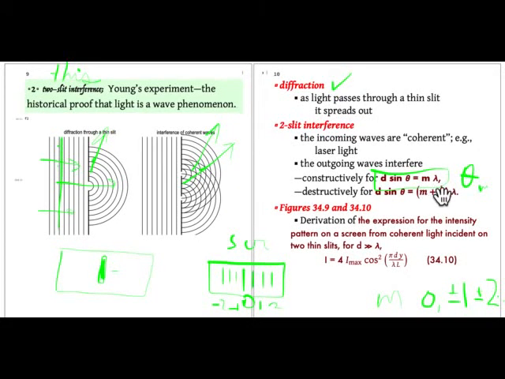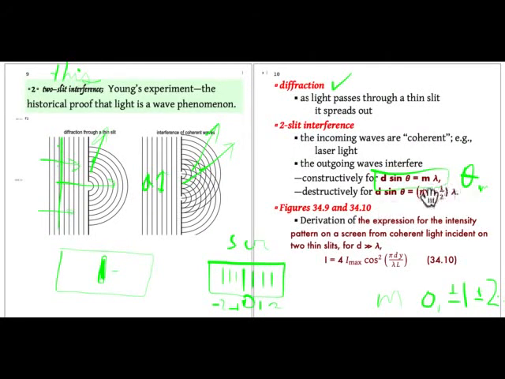Lambda is the wavelength of the light. D is the distance between the slits. So this distance is D. What about the width of the slit? Well, we're assuming that the width is very small. These are called thin slits. So the size of the slit is assumed to be very small, small compared to D. So the size of the slit doesn't matter. The answer only depends on D. So D sine theta is m lambda.